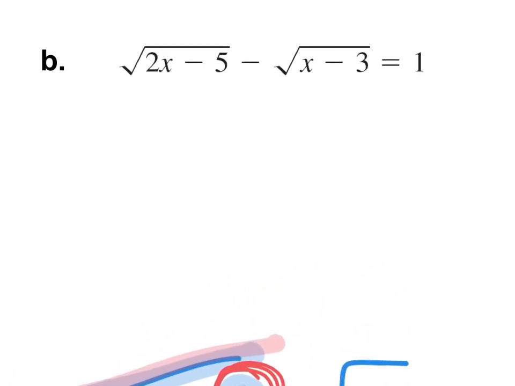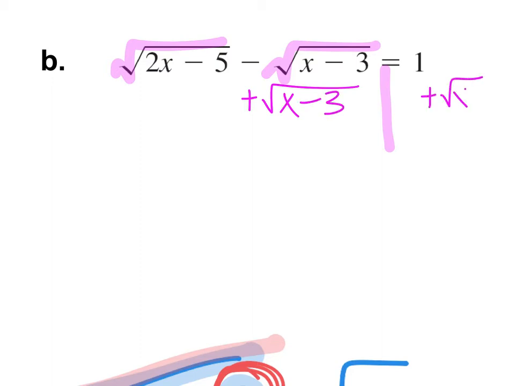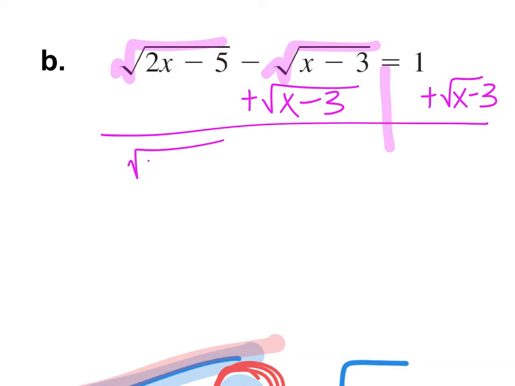All right, letter B. Now this one would be a little bit easier if it was set equal to 0, but we can still work with it. We have two different square roots here, and we're going to get each one on different sides. So right now they're on the same side of the equal sign. So let's go ahead and add over the square root of x minus 3. Okay, so then we get the square root of 2x minus 5 equals 1 plus the square root of x minus 3.